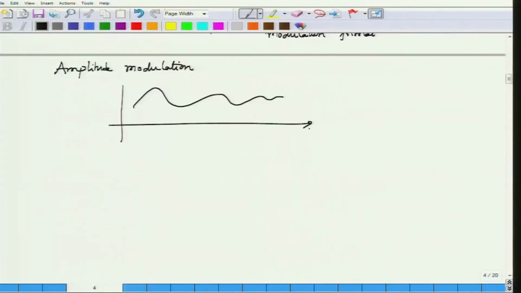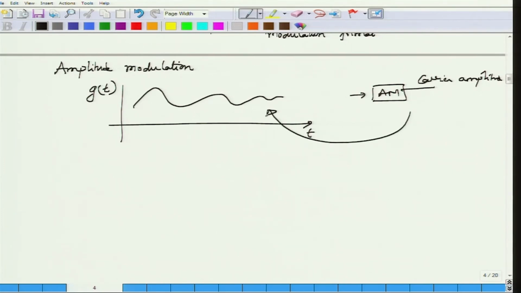In general, let us say this is the waveform that you want to communicate. Call this waveform g of t. This would then be given to an optical AM transmitter whose carrier amplitude would be changed according to this signal. Instead of having any general variation, our digital modulations have a very strict variation of zeros and ones. So that is all the connection between amplitude modulation and ASK. ASK is a special case of amplitude modulation.